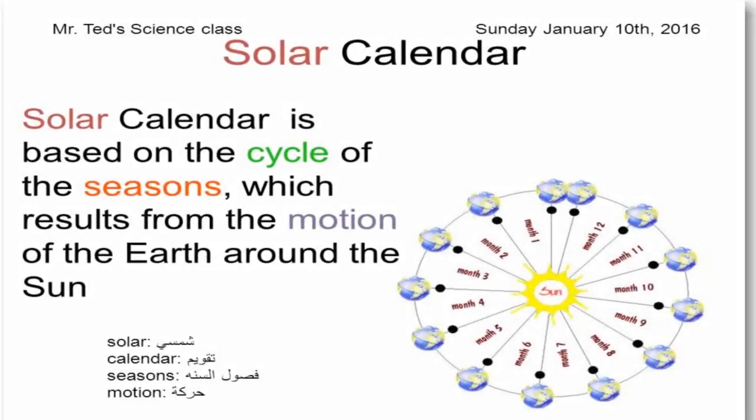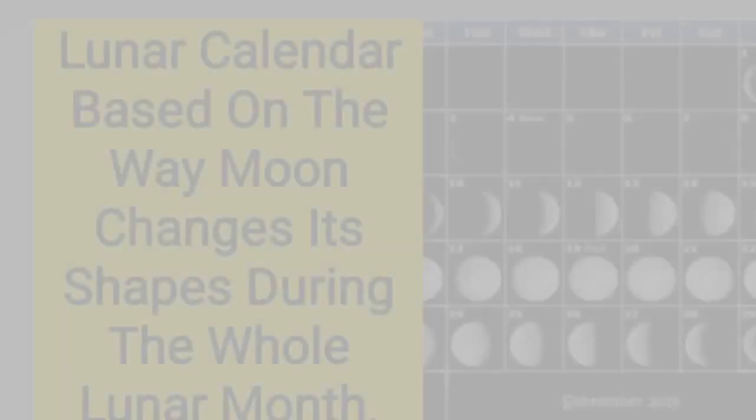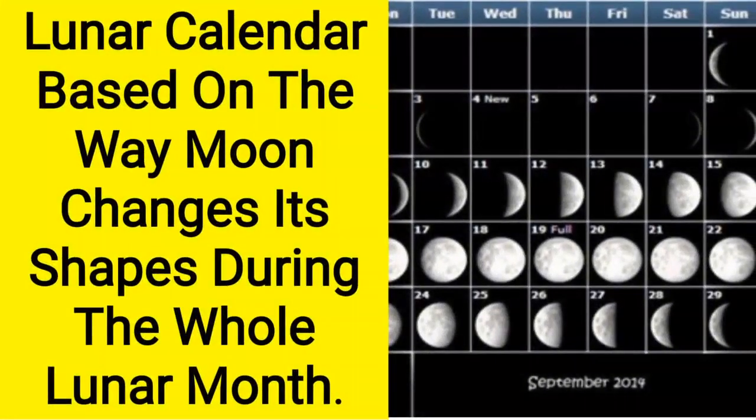Girls and guys, the solar calendar is based on the cycle of the seasons, which results from the motion of the earth around the sun. Okay, let's discuss that. Or lunar calendar based on which thing? Well guys, the lunar calendar, which is an Islamic calendar, as I told you, is used specifically in Muslim countries. The lunar calendar is based on the way the moon changes its shapes during the whole lunar month.